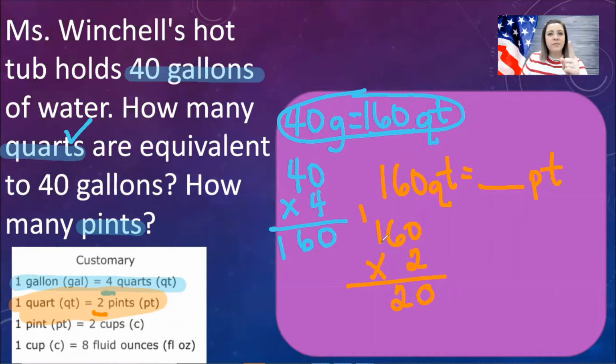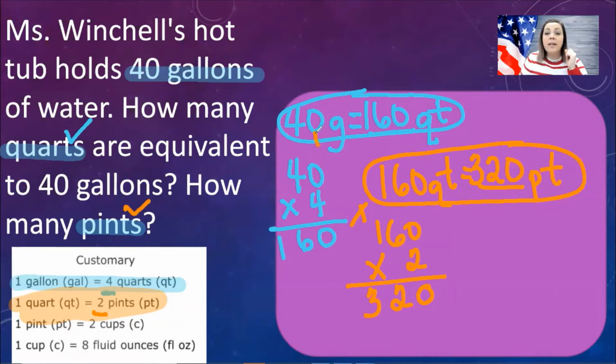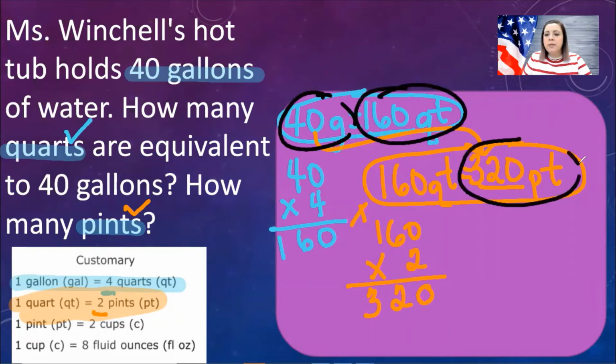2 times 1 is? And what do we do with this one up here? Yeah, good. We add it in there. So we're left with 320. So that means that in 160 quarts, there are 320 pints. That also means that in 40 gallons, there are 320 pints. So all 3 of these measurements right here, let me get another color. All 3 of these measurements right here, 40 gallons, 160 quarts, 320 pints, these are all equivalent. We are just naming them in different units.